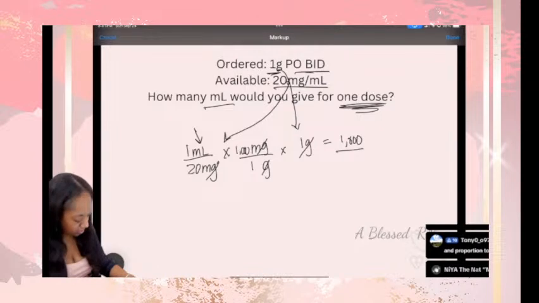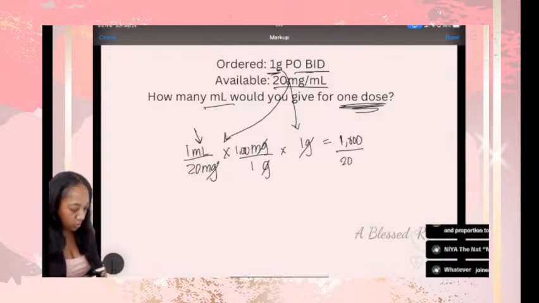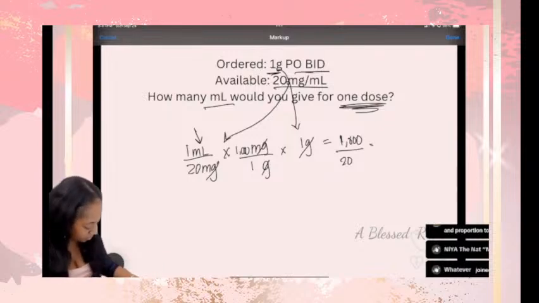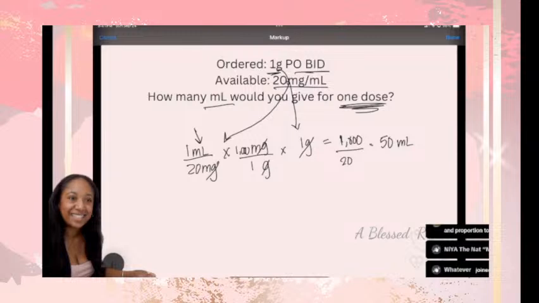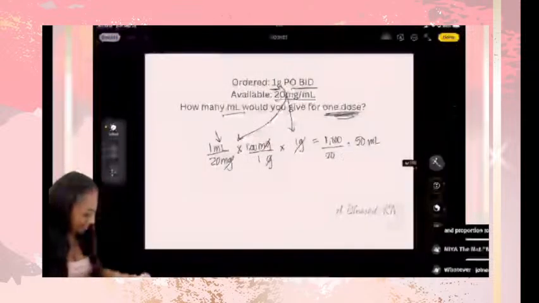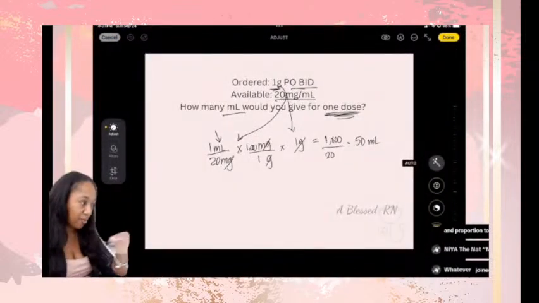Alright, and 20 times 1 times 1 is going to be 20. So 1,000 divided by 20 is going to be 50 mLs. That's a lot. Just gotta give it to him in a cup. Alright, so that's that one.